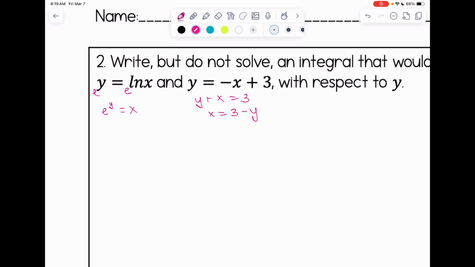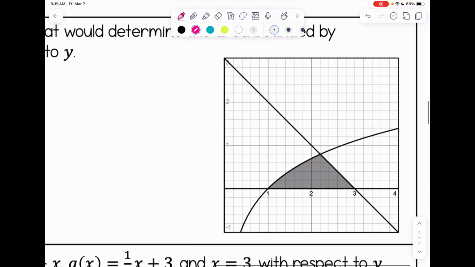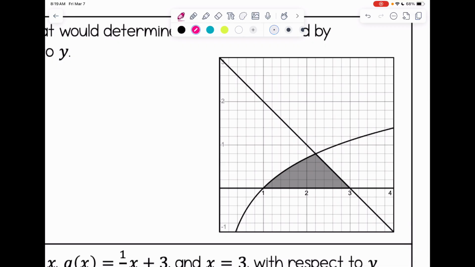All right, so if I go over to my picture, I can tell that the line over here is basically x equals 3 minus y. And I can tell that this curve is x equals e to the y. And what we're going to need to do is we're going to have to determine what this point of intersection is.